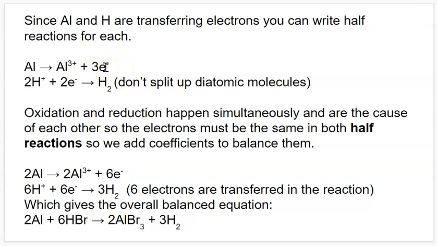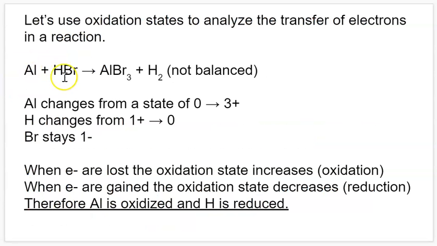Product side means they're being lost, because you can imagine here's aluminum with those 3 electrons, and now here's aluminum separated from them. The 3 electrons broke off of the aluminum, leaving it charged and going off on its own. And now those electrons are free to be gained by the thing that's being reduced, which was hydrogen. So we started with H+ on the product side, since it was HBr.